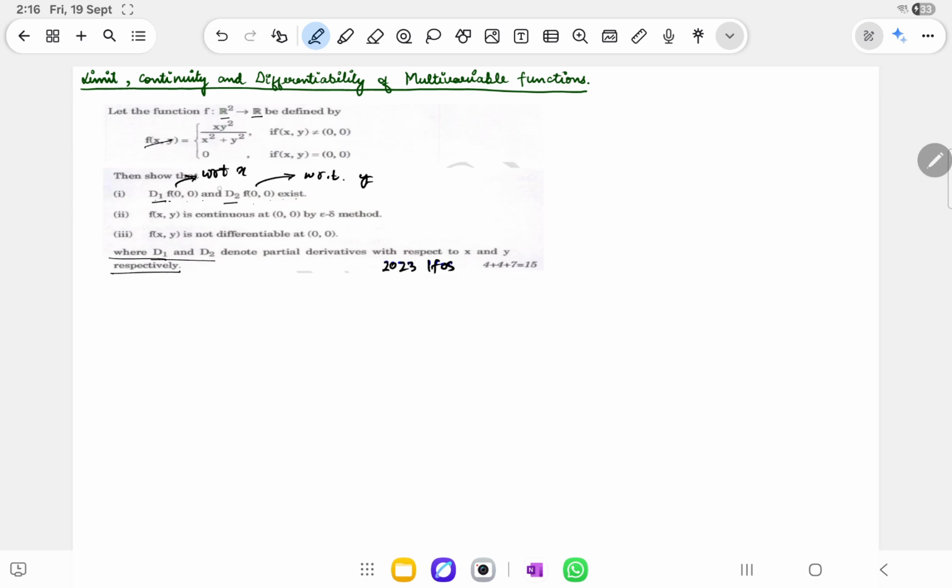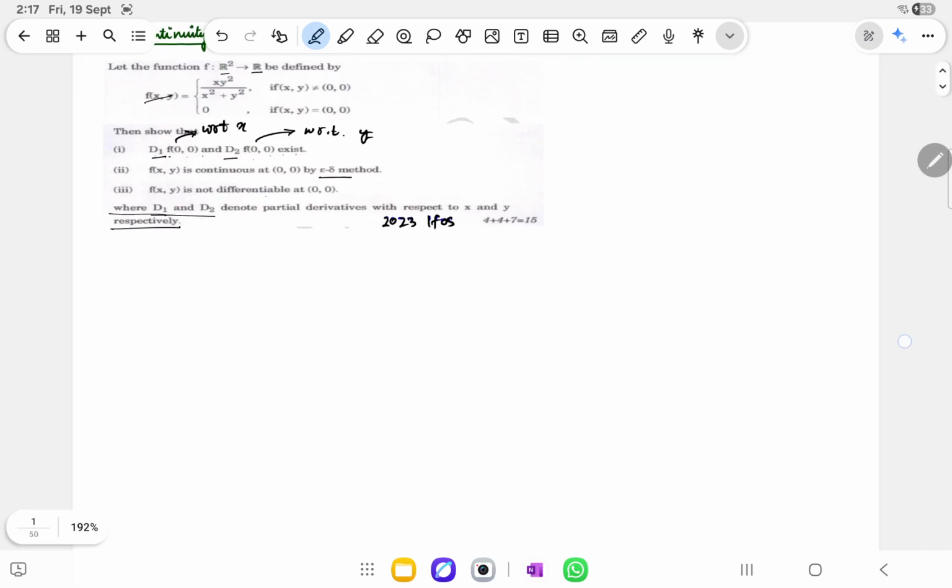So we are supposed to prove that this exists, and further in the second part we are supposed to show that the function f(x,y) is continuous at (0,0), and that we are supposed to show using the epsilon delta method. And in the third part we are supposed to show that f(x,y) is not differentiable at (0,0). So let's start with the first part of the question.